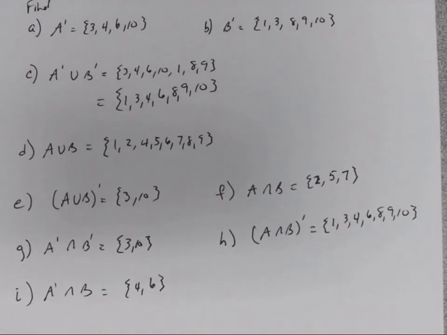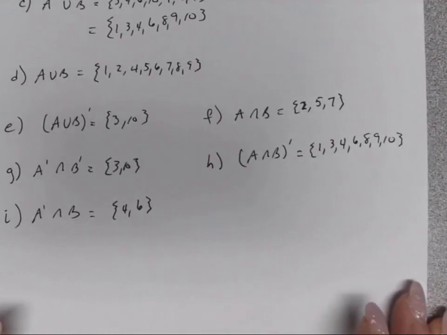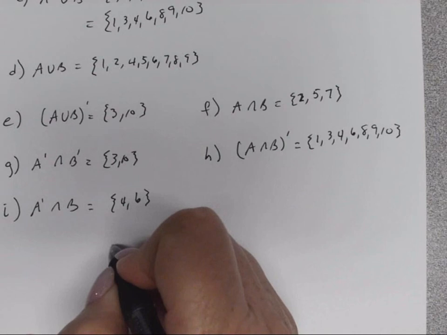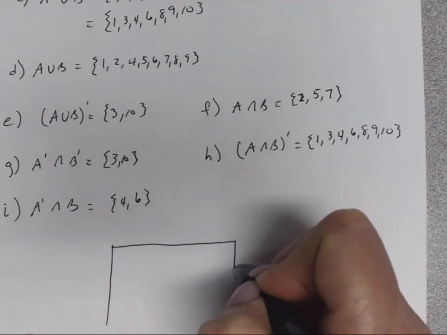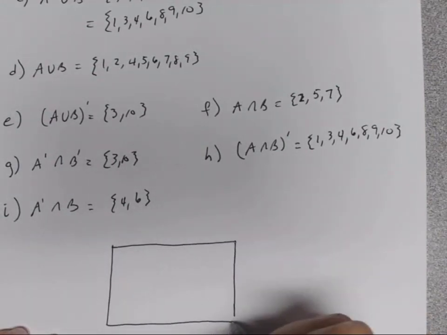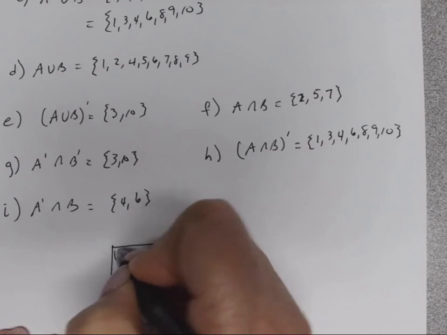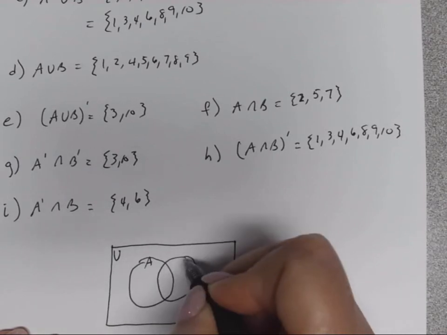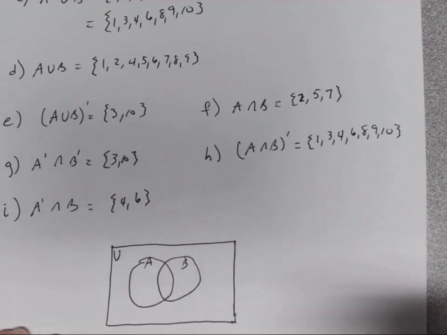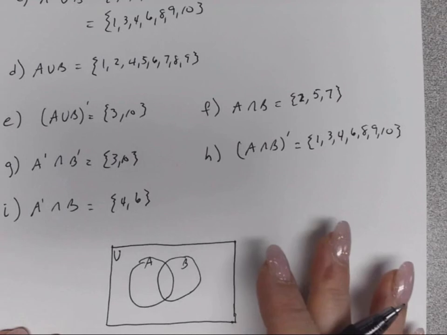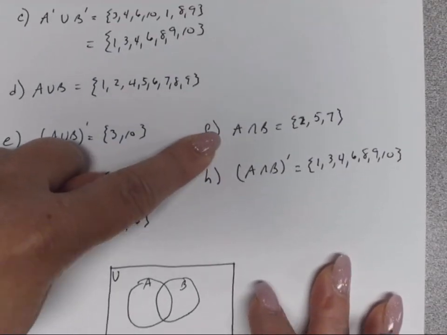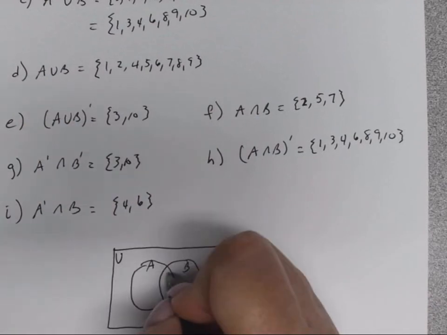Now, let's do one last part here, and let's construct a Venn diagram of our sets. All of those complements won't have anything to do with it. We will have our universal set, and we have set A, and we have set B. Now what they had in common, we go back to our intersections. So the intersection between A and B is 2, 5, and 7.